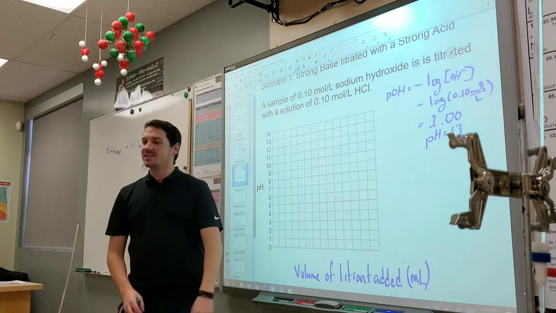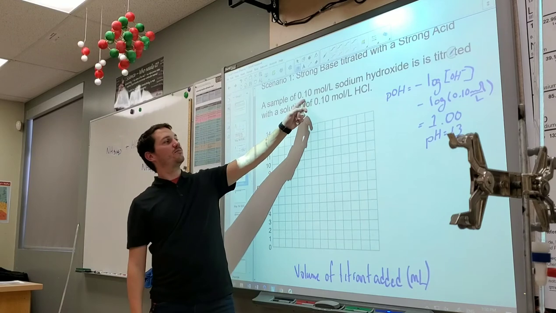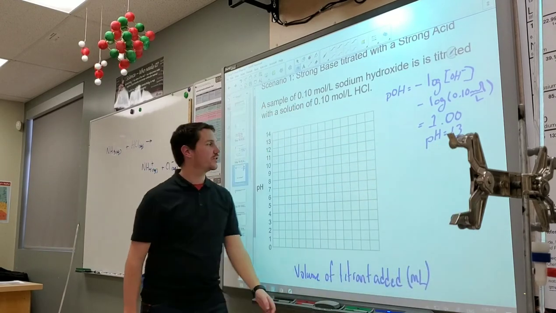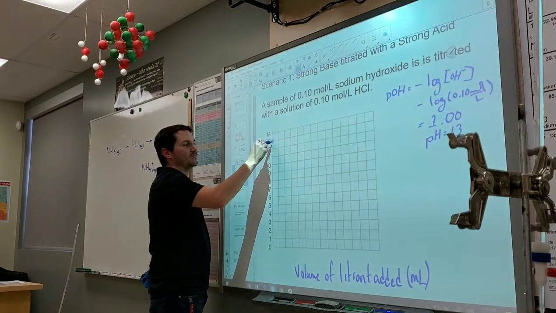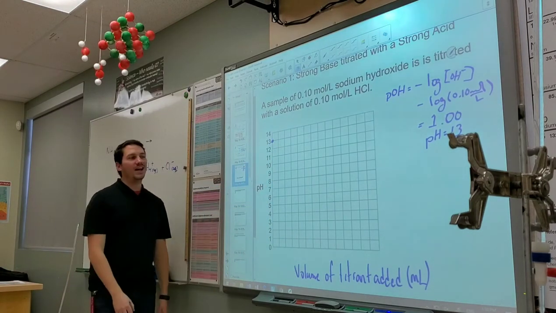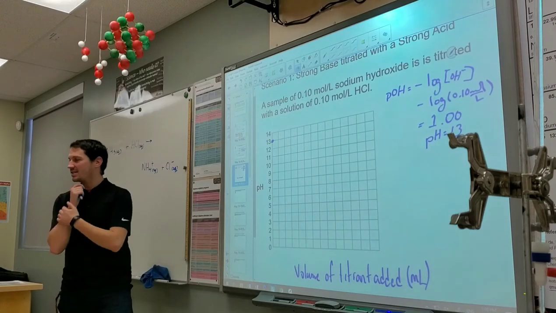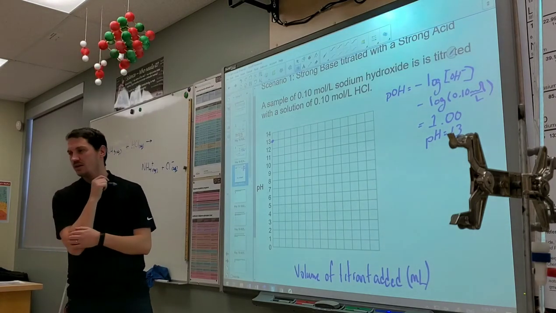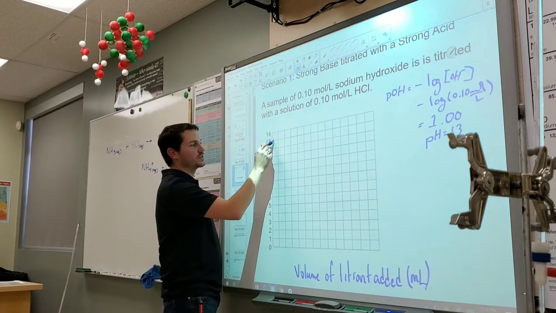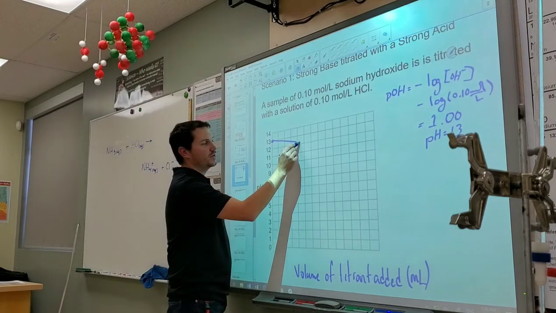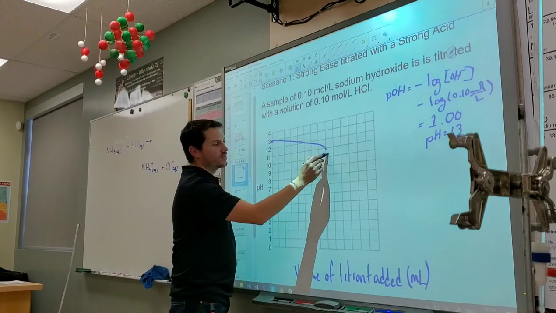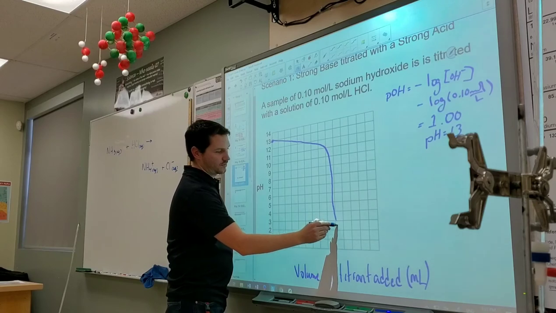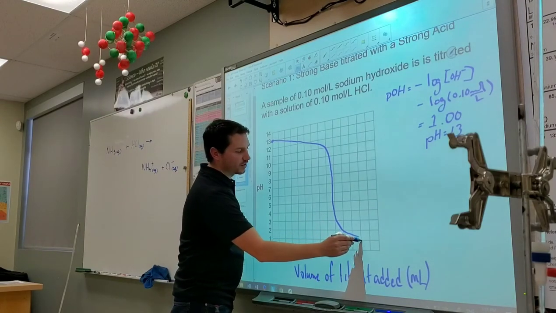Okay, so what's the pH of my sample? 13. It's a pH of 13. So we're going to start up here. And because I'm adding a strong acid, is the pH going to slowly increase or slowly decrease? It's going to slowly decrease, and then all of a sudden it's going to take a sharp drop, and then it's going to level off.